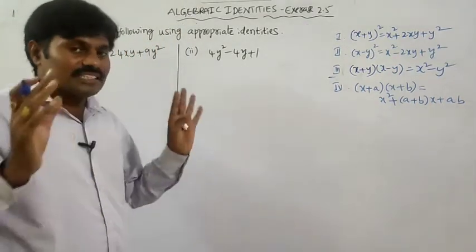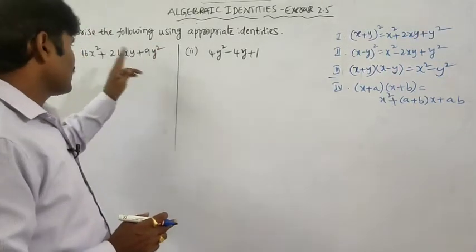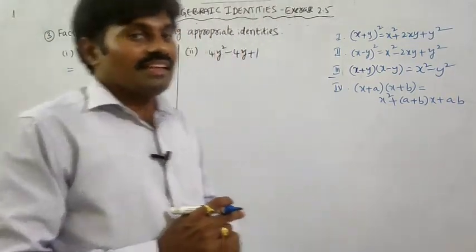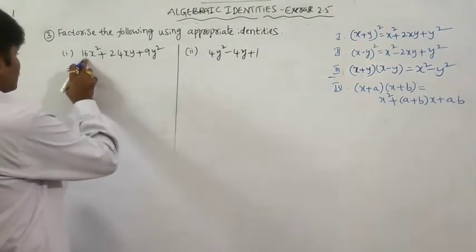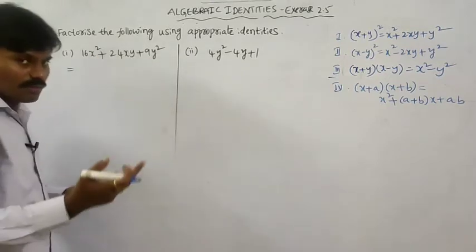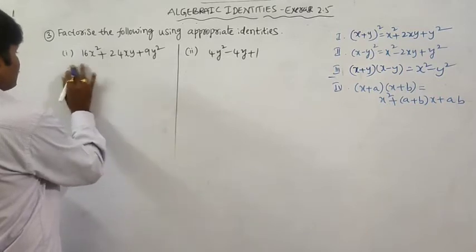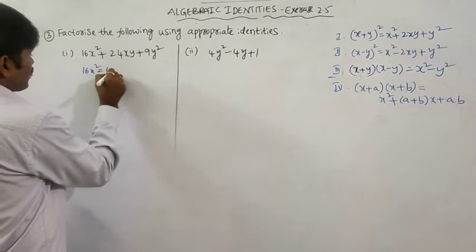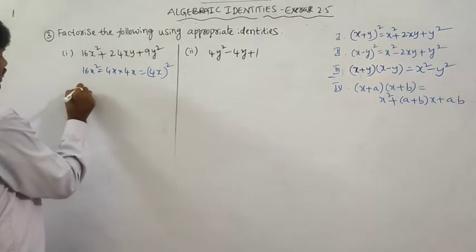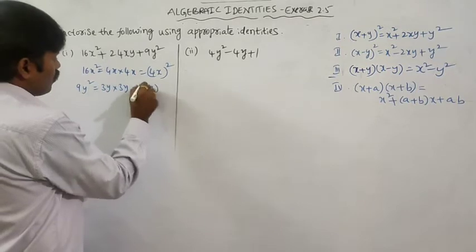My dear children, in this type of problem we focus on the first and last terms. By seeing these first and last terms, are these perfect squares or not? Can we write them as perfect squares? Yes, because 16 is a perfect square, and 9 is also a perfect square. Here x square and y square are obviously perfect squares because their power is 2. So I can write 16x square as 4x into 4x, which is 4x whole square, and 9y square as 3y into 3y, which is 3y whole square.